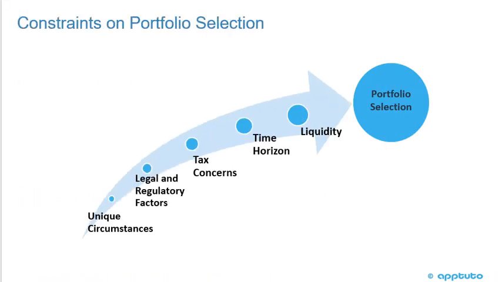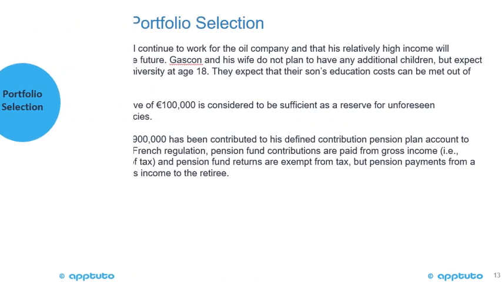So now that we've worked out the risk tolerance and the return objectives, the next thing that we look at in terms of building a portfolio is the constraints on the portfolio selection. Remember, that's the LLTTU. So here we have it: L, legal; L, liquidity; T, tax; T, time horizon; and U, unique circumstances. So we'd have to look at some of these characteristics with regards to the investor.